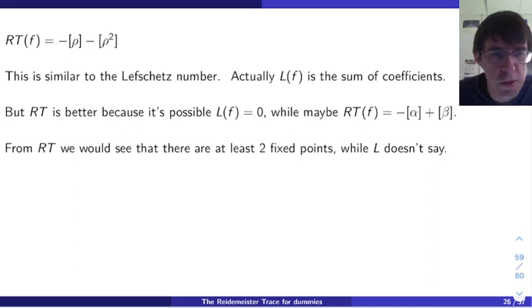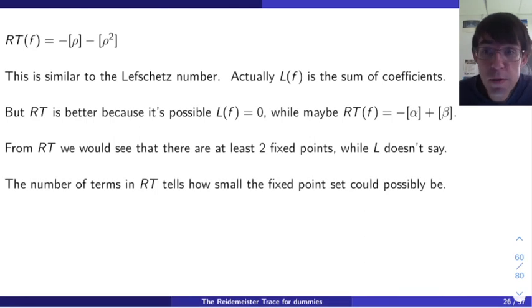Yeah, like in that case I just said, from the Reidemeister trace we could realize there will be at least 2 fixed points, whereas from the Lefschetz number we wouldn't be able to conclude anything. So in this way, the number of terms in the Reidemeister trace tells you how small the fixed point set could possibly be. Like in this case, there are 2 terms, which means there must always be at least 2 fixed points of the function.